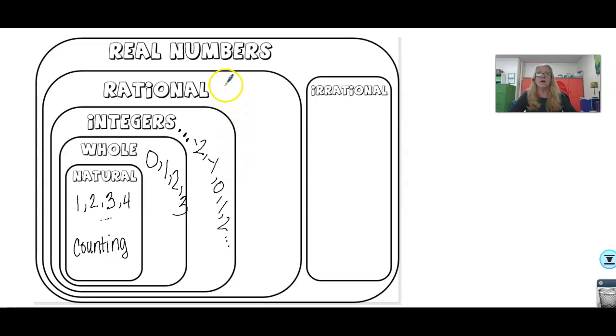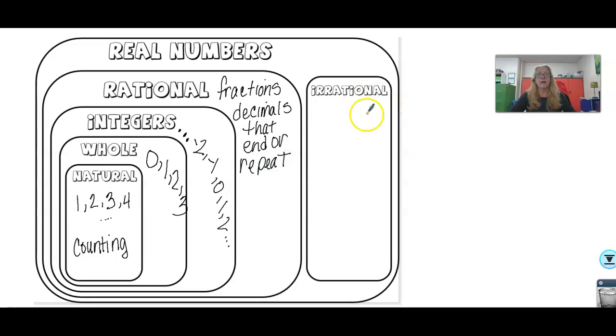Rational numbers are where our fractions and decimals come in. Fractions, decimals that end or repeat. So rational numbers are fractions and decimals that end or repeat. Those are called rational numbers.